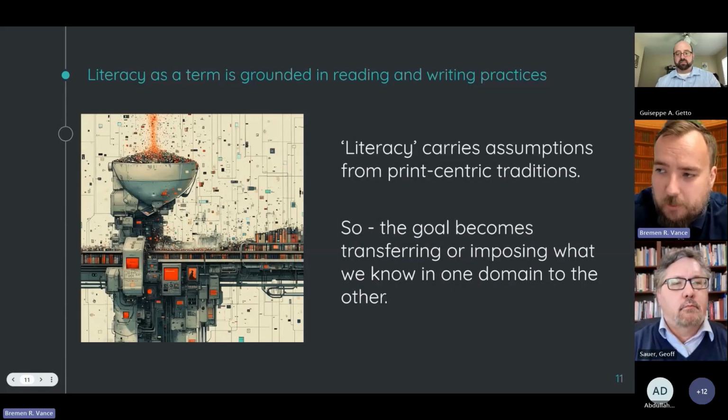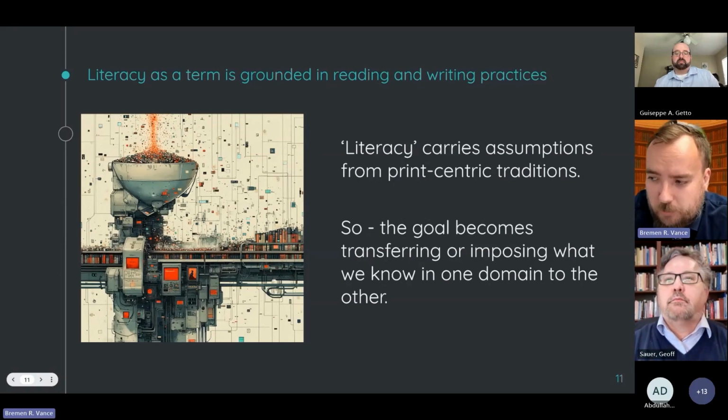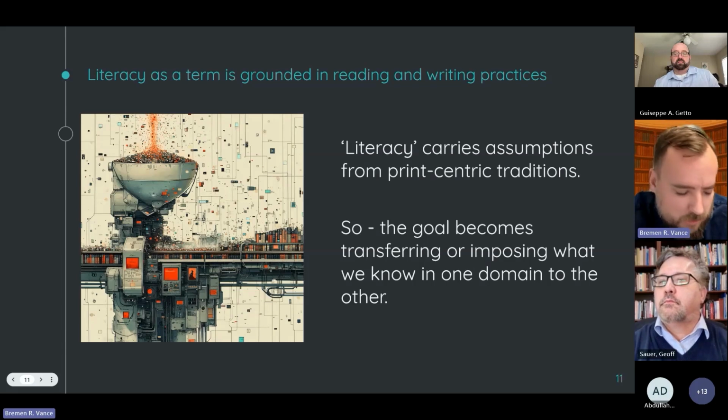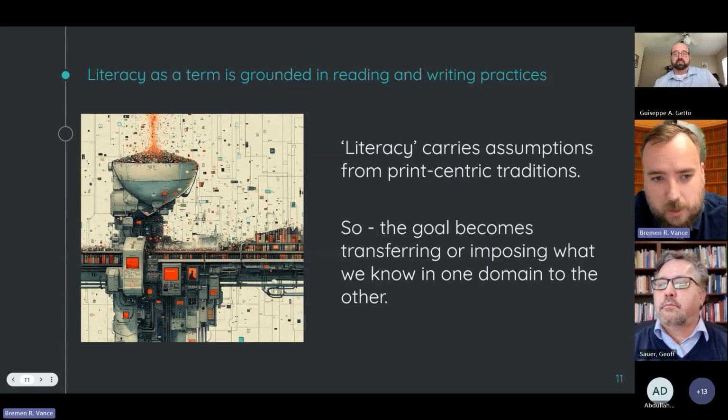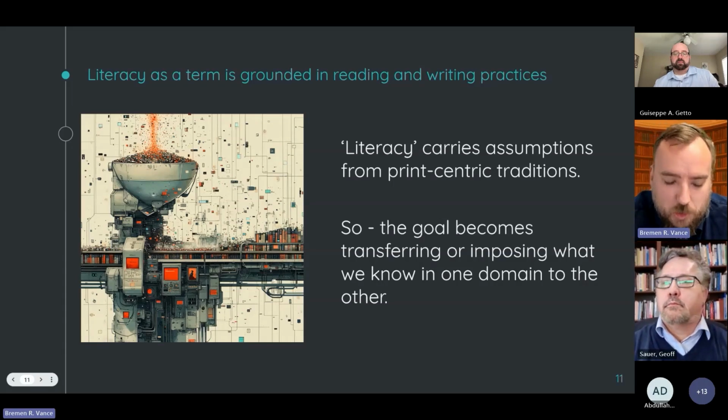So if we ground literacy as a term in reading and writing practices, I think carrying those assumptions about print-centric traditions, habits, expectations, what makes for effective communication. If our goal is to transfer and impose what we know on another domain, we're going to miss things that I think are pretty important. This idea really hit me when I went back to Walter Ong's work, where he kind of discussed the difference between a print-centric culture and an oral culture when it comes to their relationship to language.